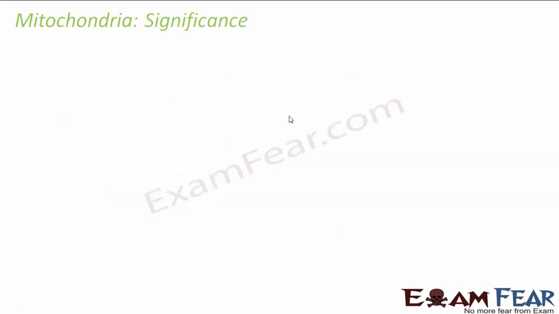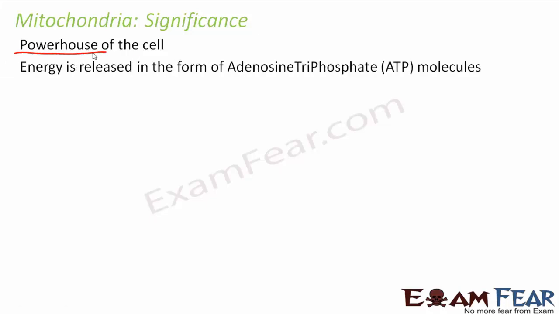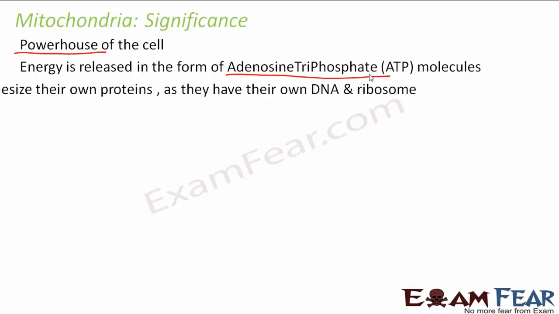So, let us look at the significance of mitochondria. It is known as the powerhouse of the cell. Why powerhouse? Because it generates energy in the form of ATP molecules. So energy is released in the form of adenosine triphosphate molecules. Now you must be wondering, what is this adenosine triphosphate? Please do not bother yourself with this. You will learn all these things in chemistry, in your higher classes. So it is some molecule, adenosine triphosphate.